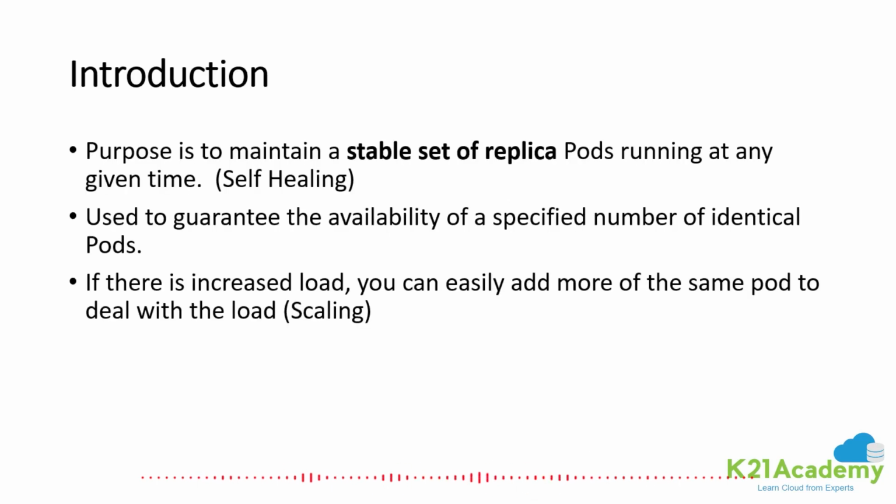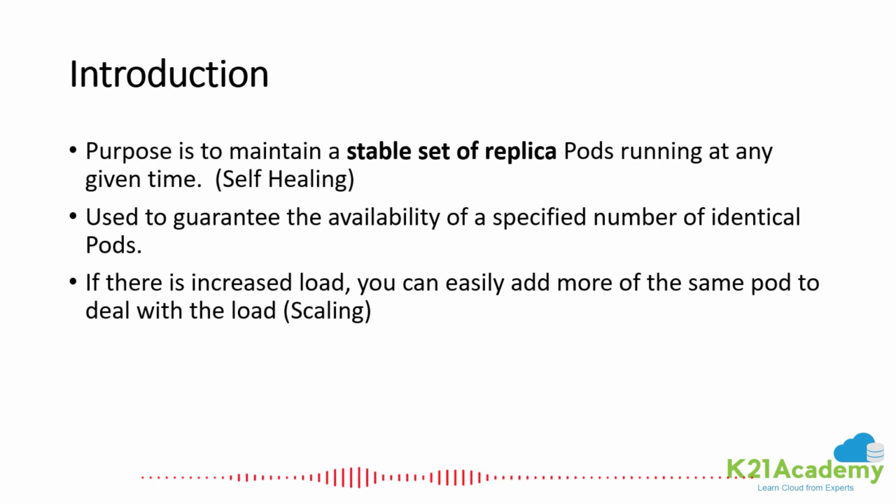What replica sets guarantee or tell you is the availability of a specified number of identical pods, for self-healing or load distribution, or to not get into the high availability and single point of failure kind of scenario. If you have one application pod and that pod fails, then the application user who's accessing that is going to go nowhere. So what we want is multiple identical copies, replicas, running on our cluster.